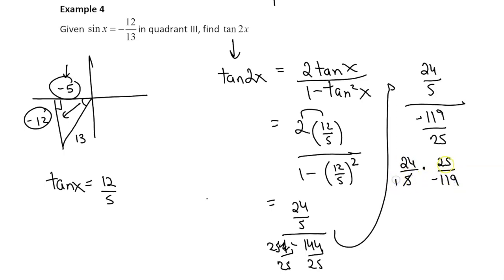The 5 and the 25 can reduce, and we'd be left with negative 120 over 119, and that would be our simplified solution for something like that. Probably not the easiest question, but definitely something in which you could simplify it down to equal something like that.